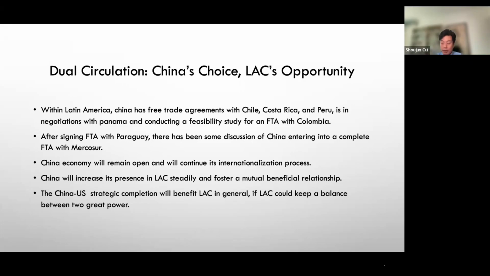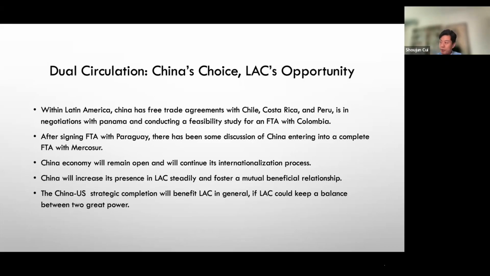So the decoupling of China in the supply chain and also in frontier technology makes China become a little bit conservative about commodity consumption. In general, China will increase its presence in Latin America steadily and foster a mutually beneficial relationship.